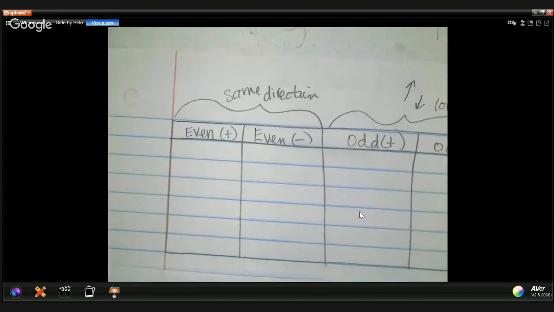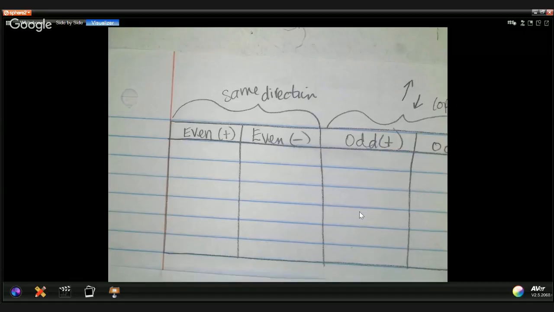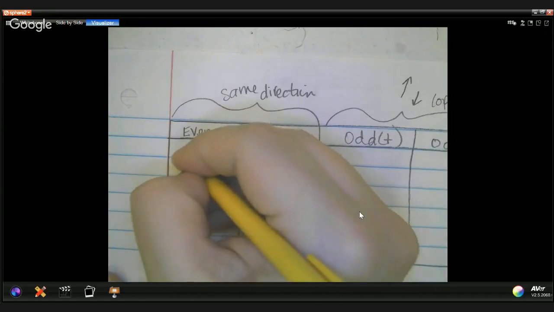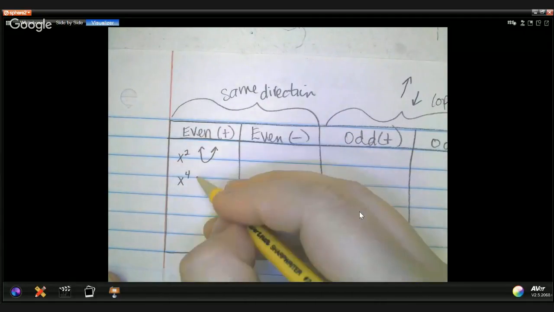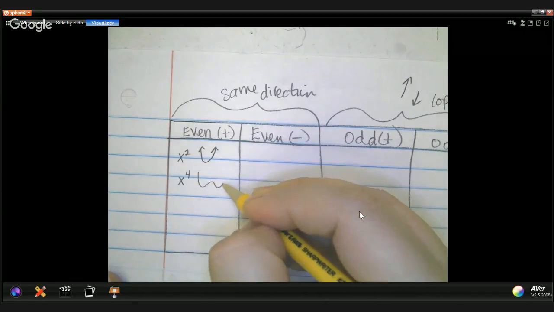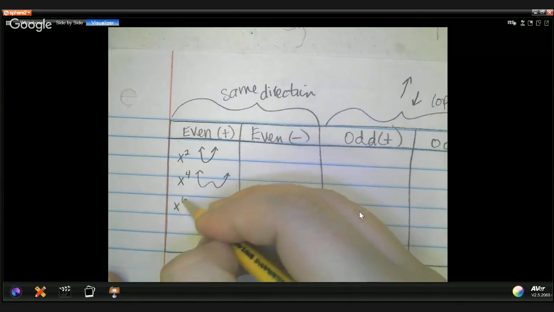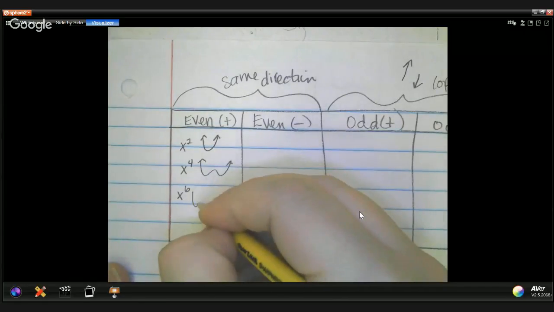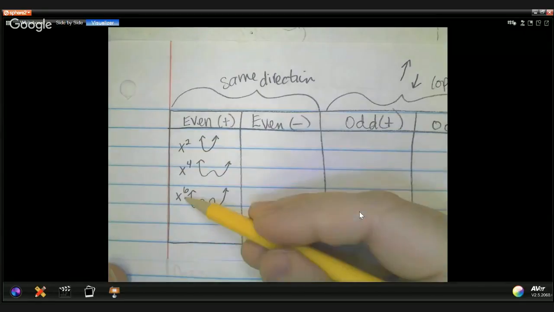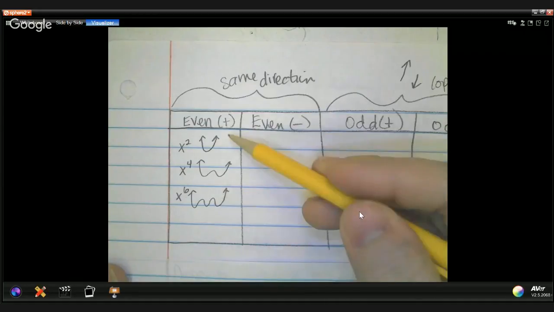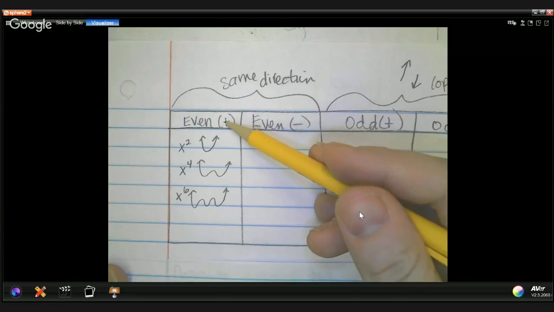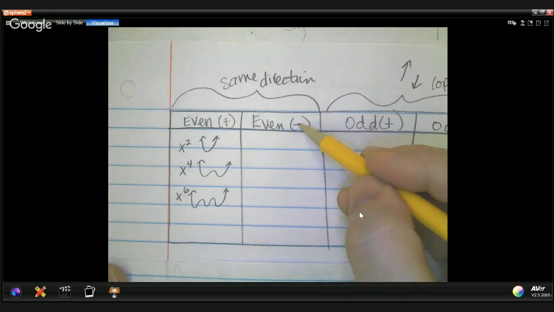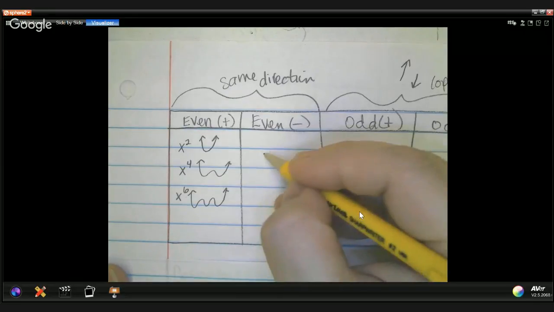So let's start with an even function. An even positive function, if it's positive x squared, they're both going to go up. If it's positive x to the fourth, I'm going to start going up, and I'm going to end going up. If it's positive x to the sixth, same idea. 1, 2, 3, 4, 5, 6. The positive or negative tells you where you end. So if it's positive, it ends going up. Even functions end the same way. So this one's a negative, and so they are both going to have to go down.